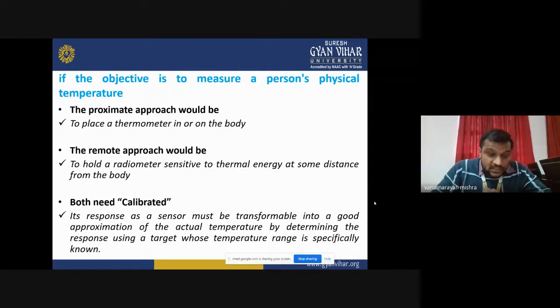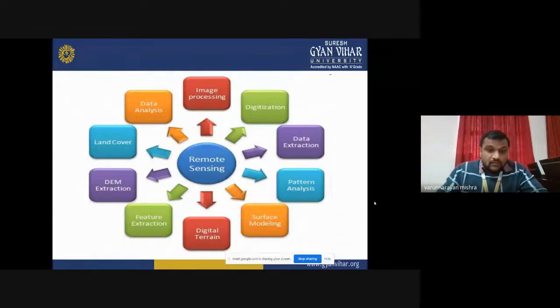Whatever the sensor is getting, if it is to be accurate, then before that we should calibrate our sensor so that it can observe the accurate temperature or any kind of measurement without any physical contact through some processes. So these are some of the applications of remote sensing. You all are very well aware of these kinds of applications.